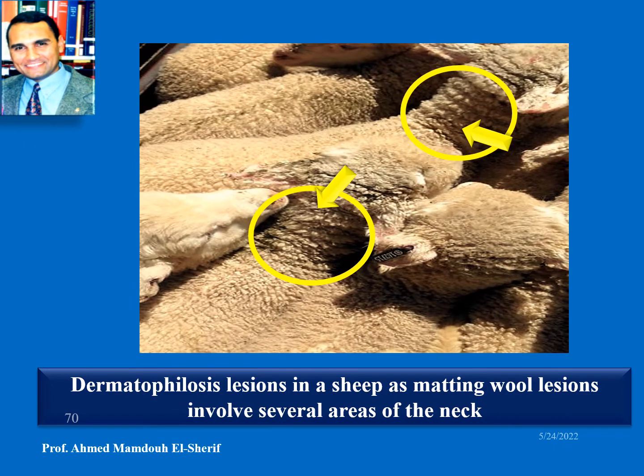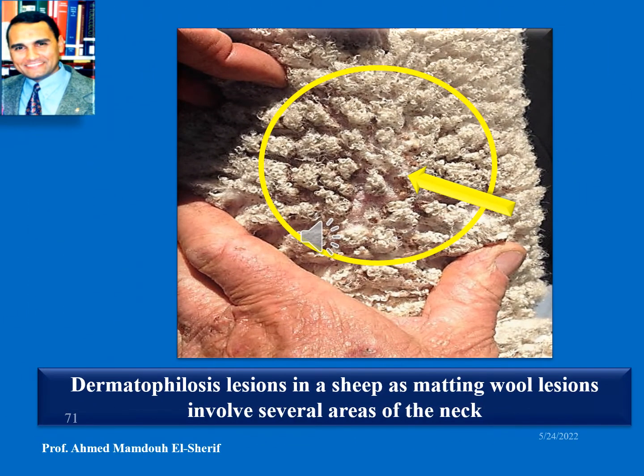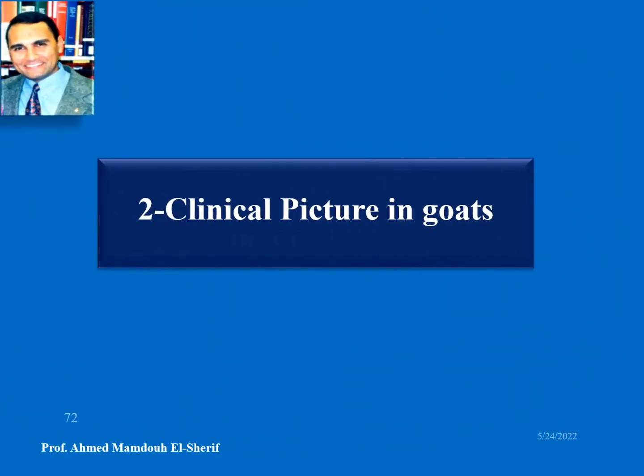Yellow rings and arrows denote dermatophilosis lesions in a sheep as matting wool lesions involving several areas of the neck. Matting wool lesions involve several areas of the neck where dermatophilosis lesions are noted in a sheep. The arrow and ring here denote that lesion. Picture of dermatophilosis in goats.